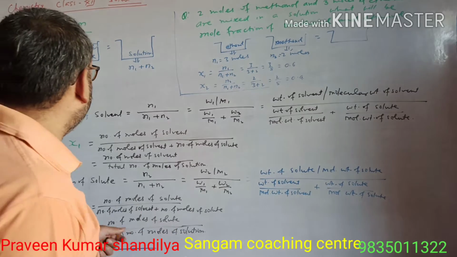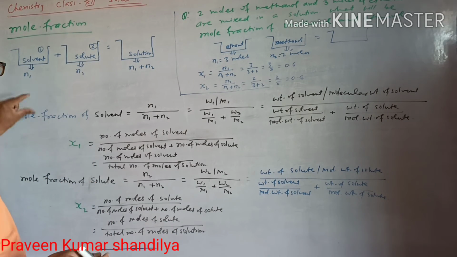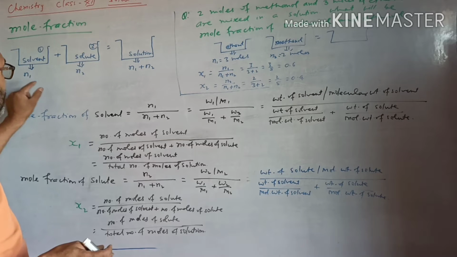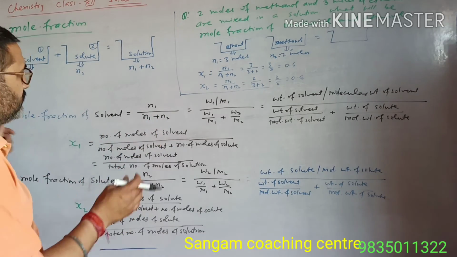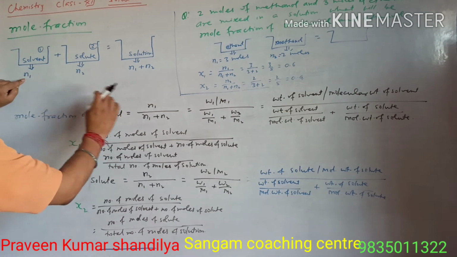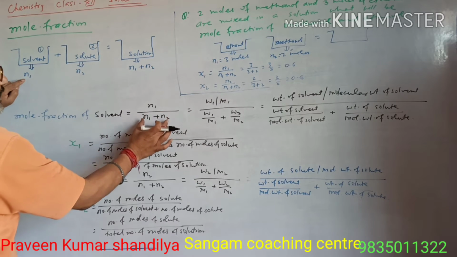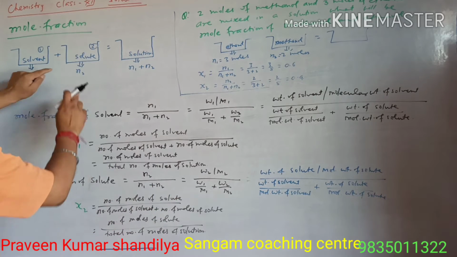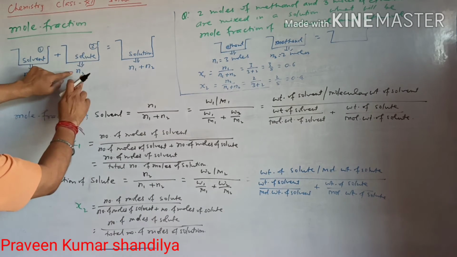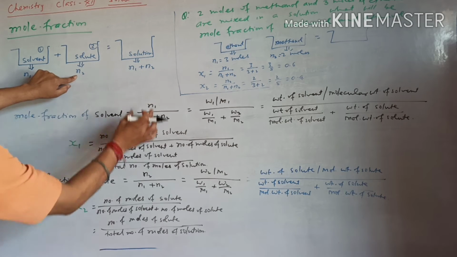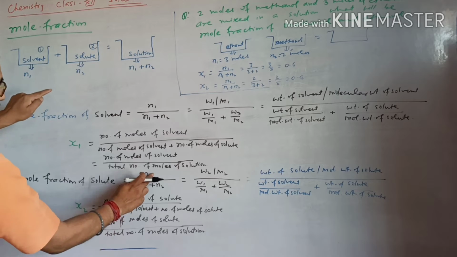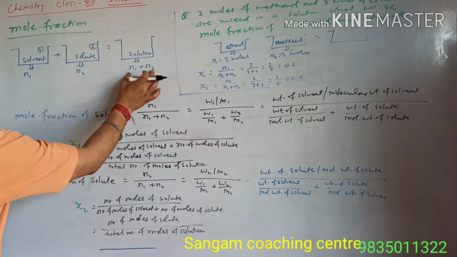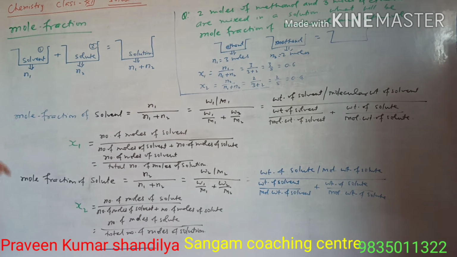Then it is easy. When we have to calculate the mole fraction of solvent, the number of moles of solvent is written above and the total is written below. Very simple. For the mole fraction of solute, the number of moles of solute is above, and below is the total. Total number of moles is written here.